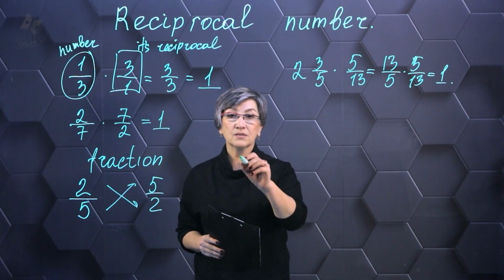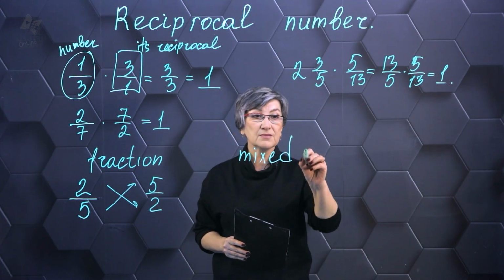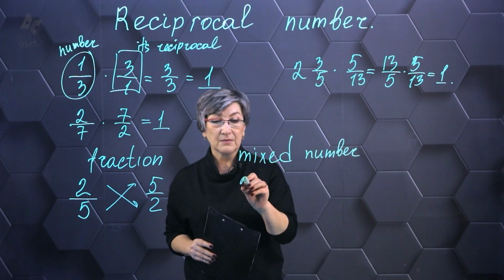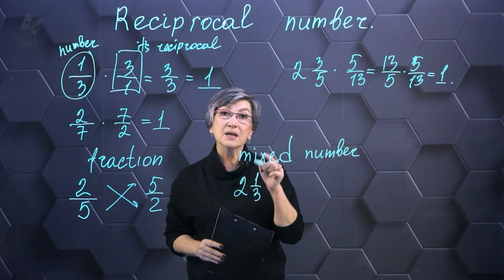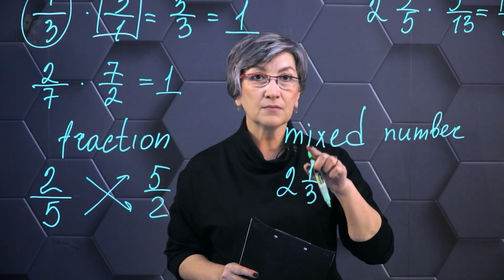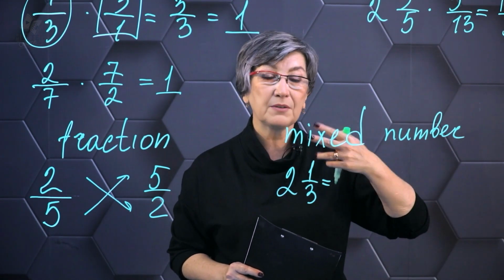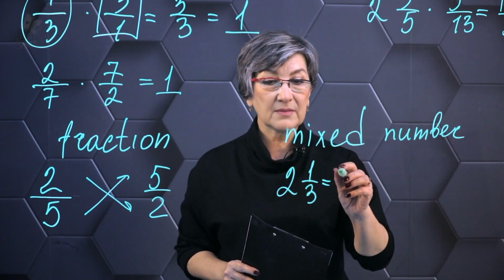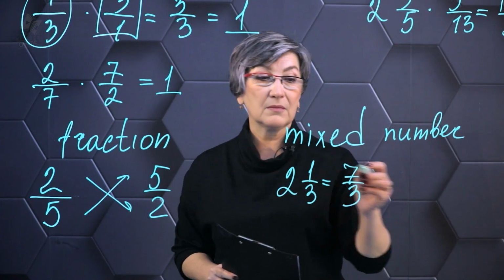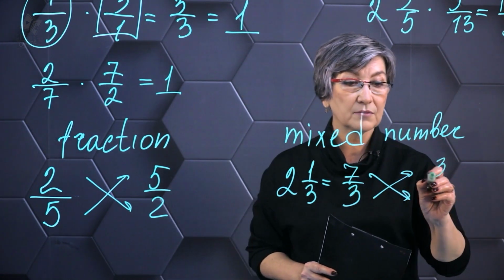If I need to find the inverse of a mixed number, let's say 2 integers, 1/3, I must first convert that mixed number to an improper fraction. First I convert to an improper fraction, and only then do I flip it. So 2 whole 1/3 is going to be 7/3. And now I'm going to rearrange the numerator and the denominator, and I get 3/7.